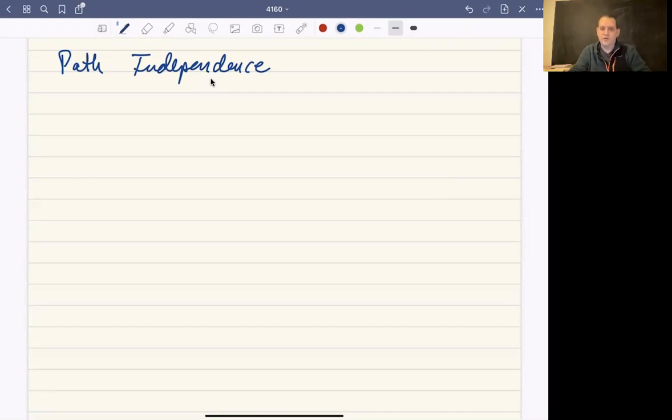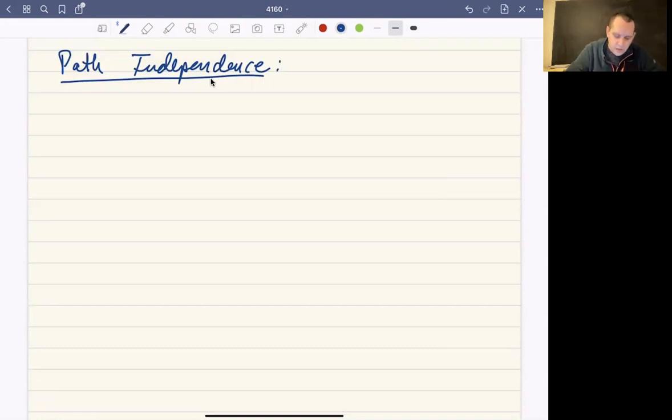Is this true for all functions? Is this true for all paths? The answer is, of course, no. And so the natural question is, for which paths and for which functions is this going to be true? So we need to talk a little bit about path independence. Before we do that, I want to talk about what's called a reparameterization of a path.